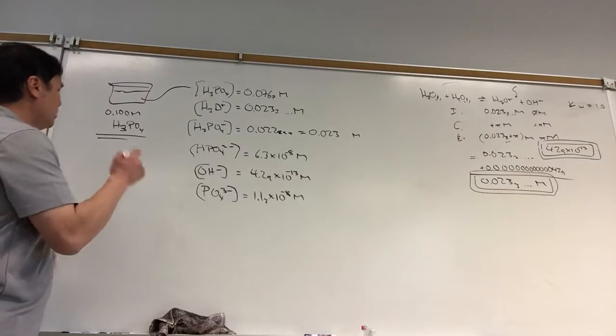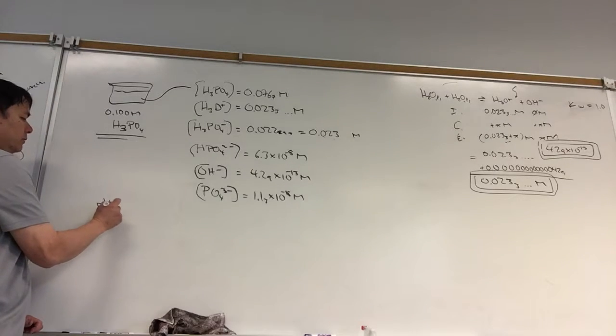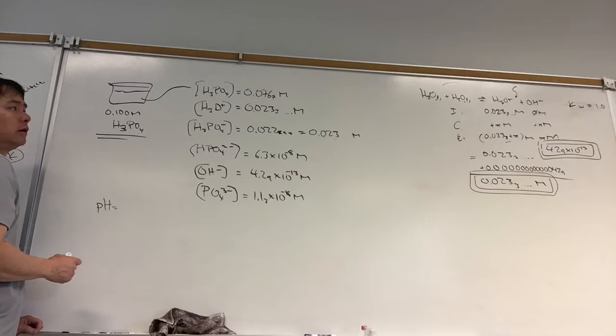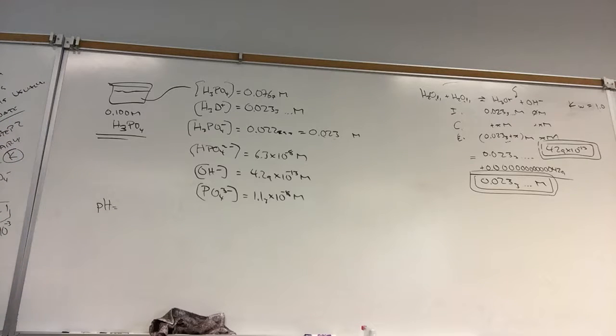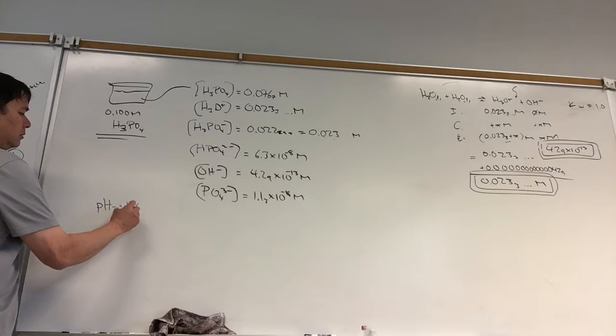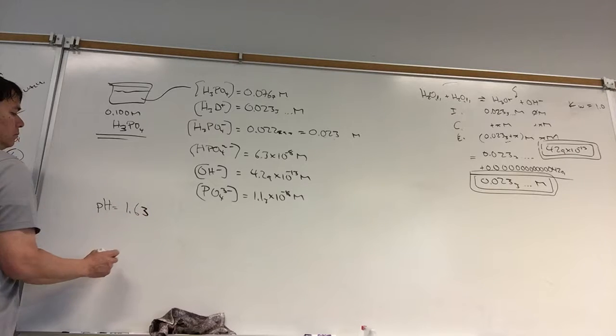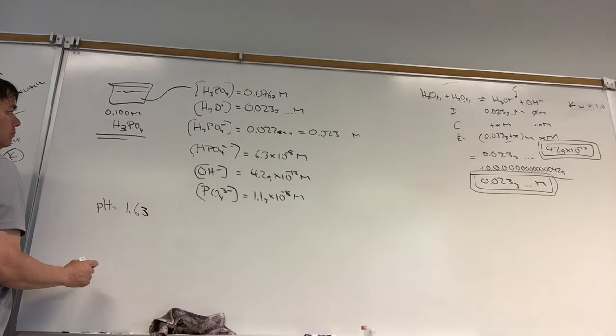All right, and so what is the pH of this solution? Somebody take the negative log of 0.0233. Get the pH. 1.63. Give me one more digit.